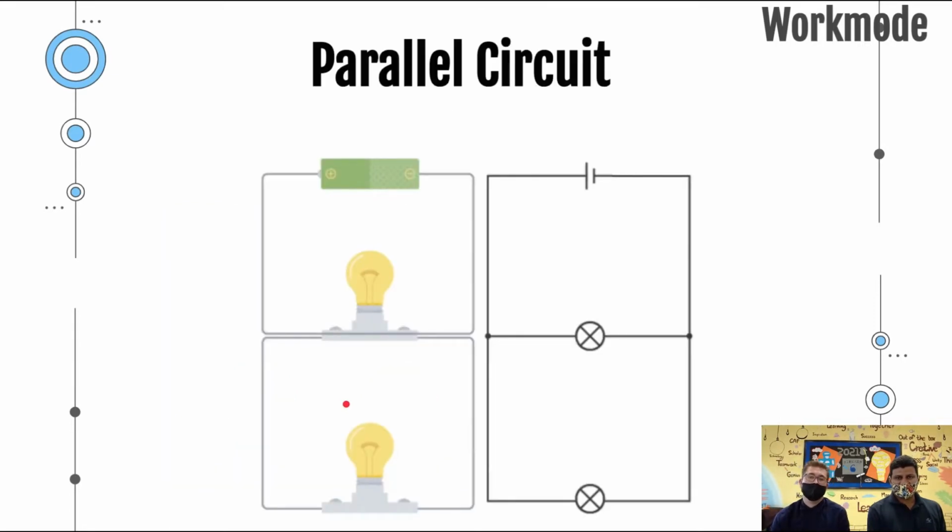And finally, we have the parallel circuit. The two bulbs are connected to the same battery, but they are not on the same line. They are on parallel or different lines.